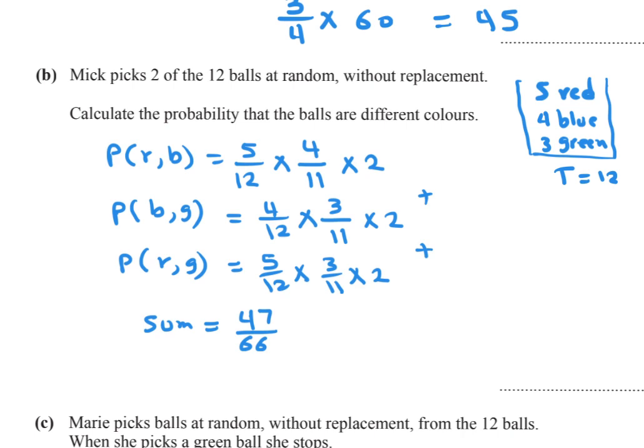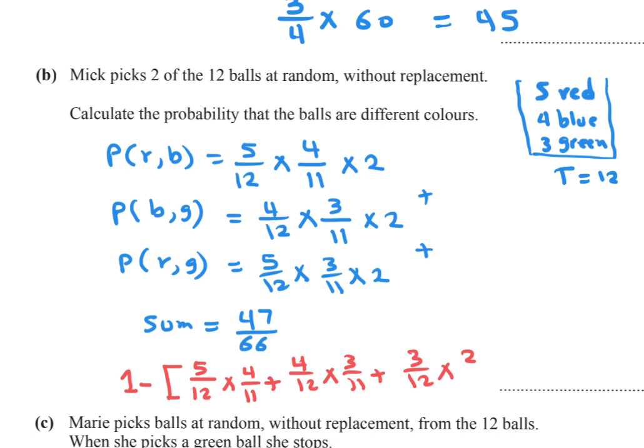The other way to solve this question: different colors means 1 minus same color. So 1 minus, the 2 balls are red, 5 over 12 times 4 over 11, or the 2 balls are blue, 4 over 12 times 3 over 11, or 2 green, 3 over 12 times 2 over 11. We get the same answer, 47 over 66.